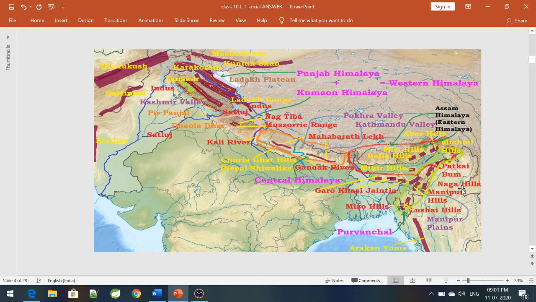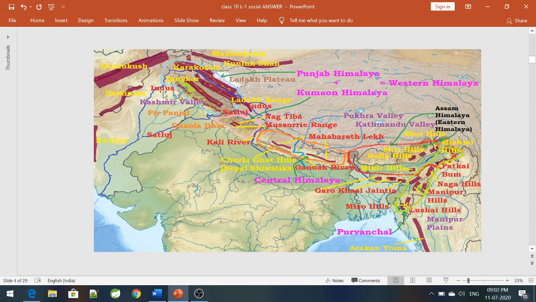This is the Patkai Bum, Naga Hills, Manipur Hills, Lushai Hills, Manipur Plains, Arakan Yoma. And this is called the Central Himalayas. All these are the Central Himalayas. Churia Ghat Hills, Nepal Shivaliks.